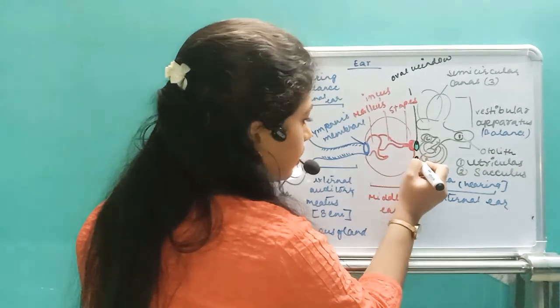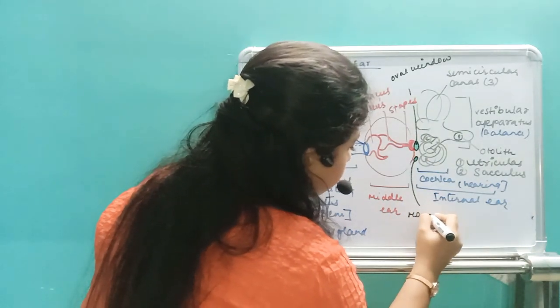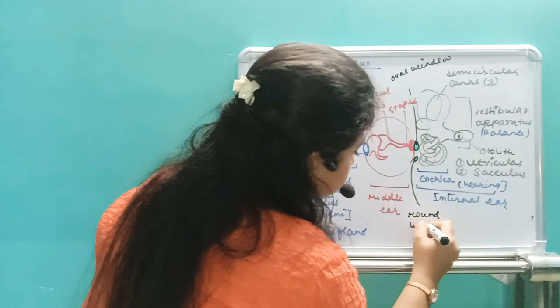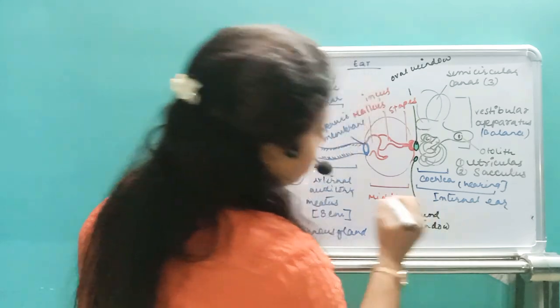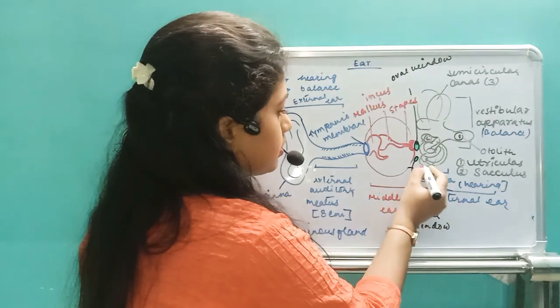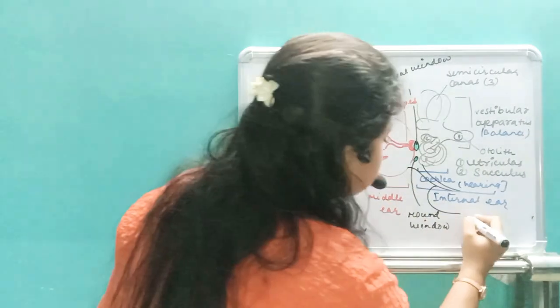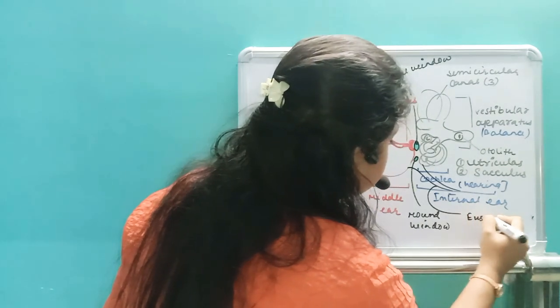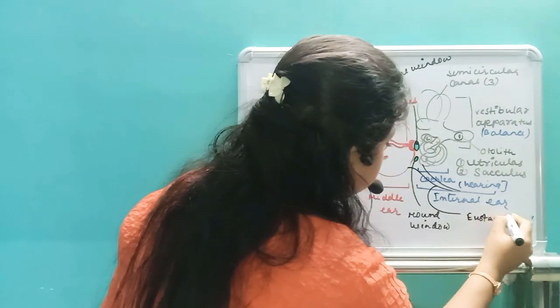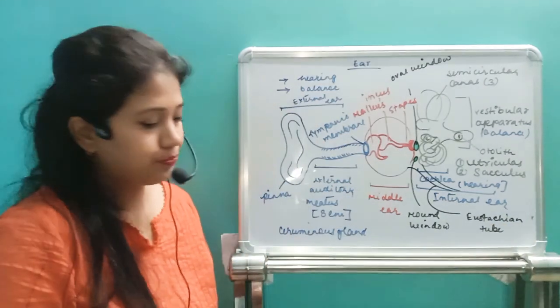And towards this side we have another window. This is called the round window. Round window is also called the fenestra rotundus. Okay, and here we have one canal. So what is that canal called? This is a tube present. So what is that tube? This is called the eustachian tube. Okay, so this is the tube called the eustachian tube.